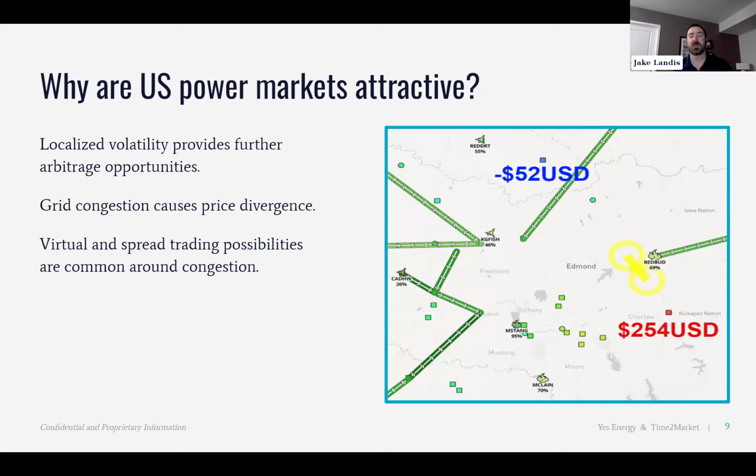And on the other side of the transmission constraint, and we won't get into that too much, but transmission constraints are congestion on the grid that causes a differential in pricing across a piece of transmission equipment that's in danger of being overloaded. And on the south side here, we went from a minus $52 price point to the north to a positive $254 price point on the south. So again, all the opportunities that you have to trade, all the different regions, even on the really local scale, there's also opportunities for arbitrage.